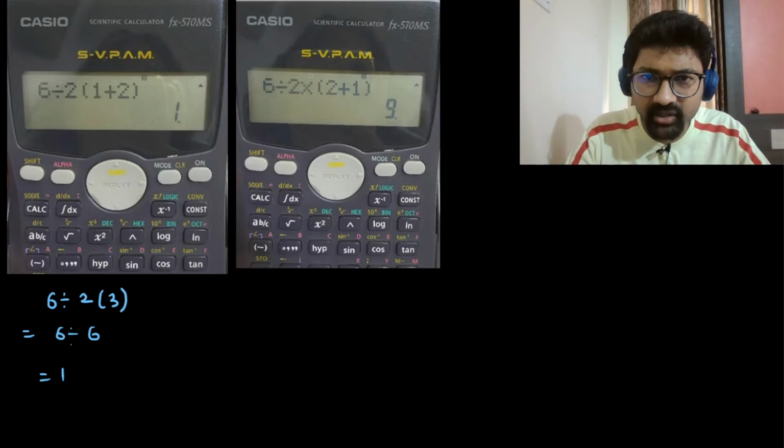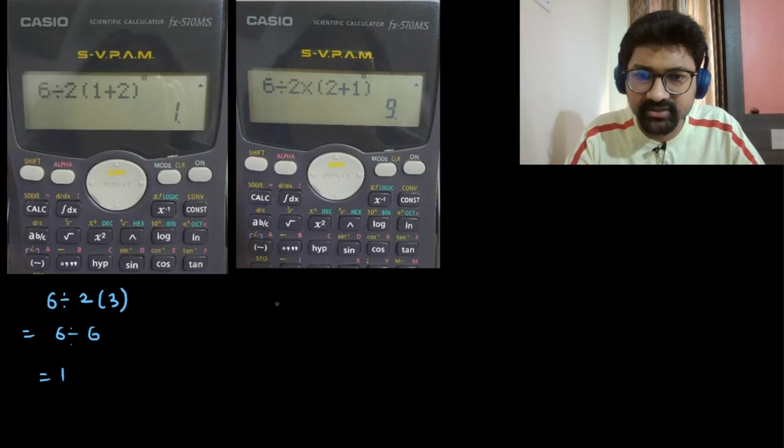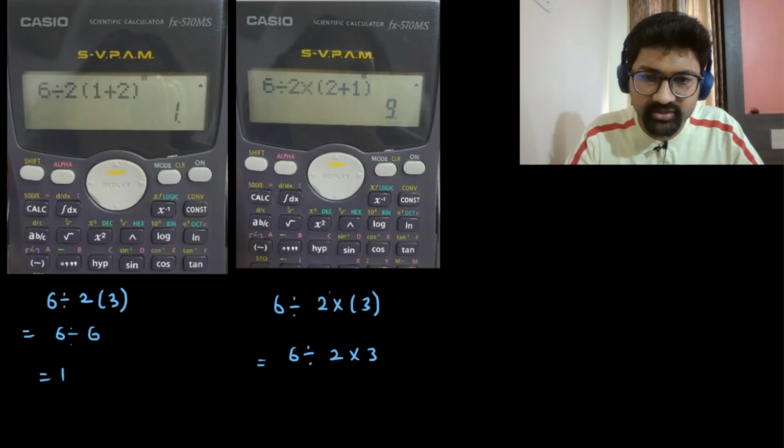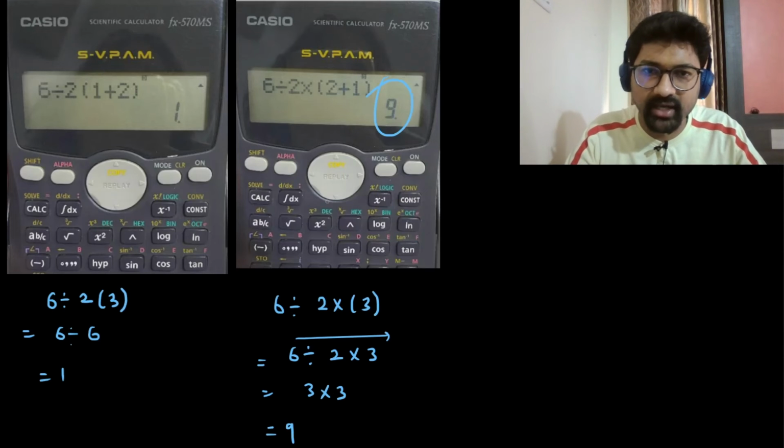However, on the same calculator, if I write this multiplication sign explicitly, what this means is basically we are dealing with this question, and of course this is essentially the same as this question because there is an explicit multiplication sign over here, and then we go from left to right. So 6 divided by 2 is 3, and 3 times 3 is of course 9, and that's why the calculator gives 9 in such a question.